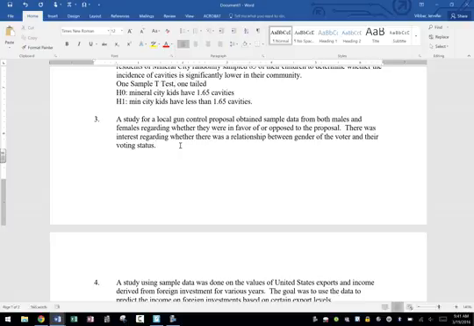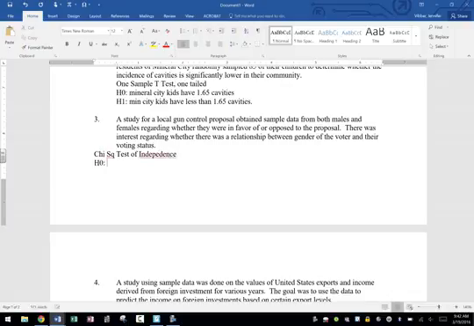And when we have categorical sampling like that, where we're just counting frequencies, that's always going to be a chi-square test. So this is going to be a chi-square test, and we want to know if men versus women will answer the same in favor of or against the gun control proposal. So I have two categories. I'm asking people two categorical questions. What is your gender, and do you favor the proposal? So this is going to be a chi-square test of independence.